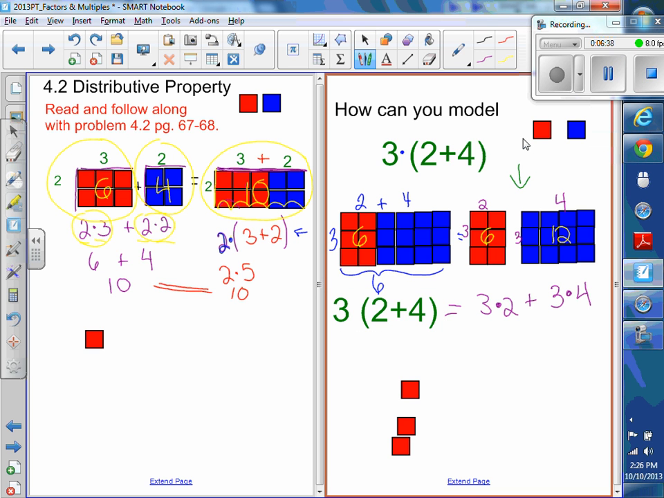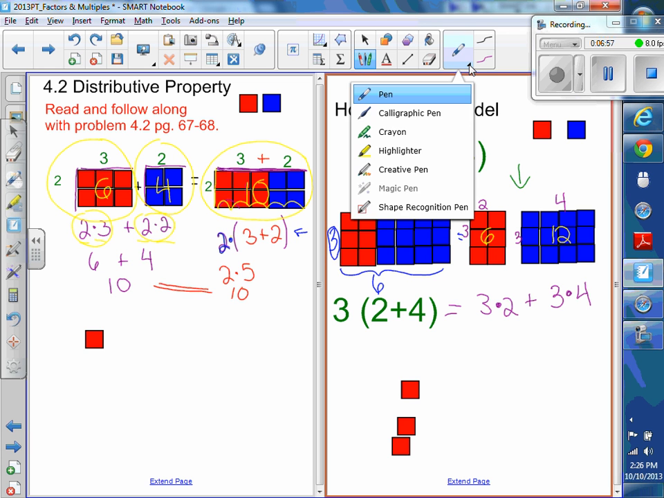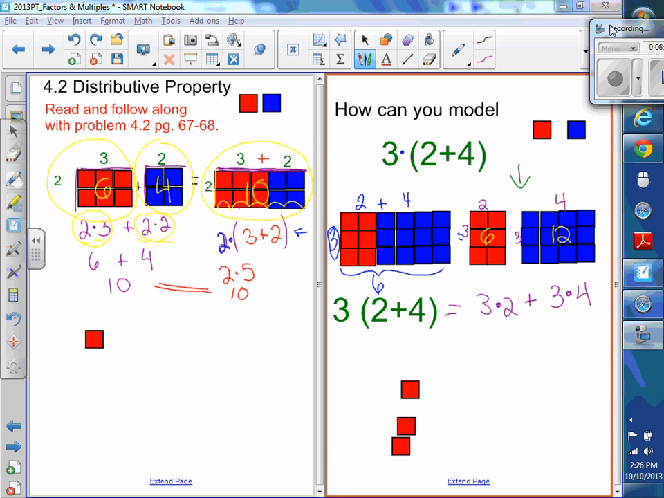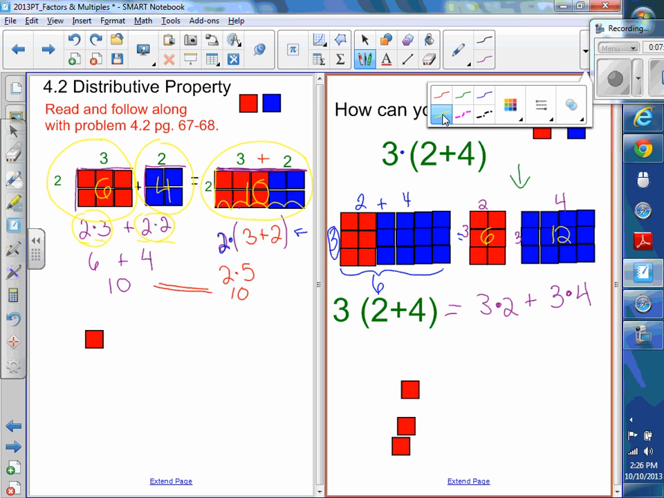So if I look at this rectangle on the left and think about the area here, I'm going to have 3 times 6, right? What's that equal to? That's what I said. 3 times 6. What's 3 times 6 equal to? 18. 18, right?